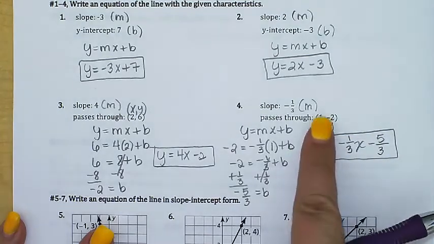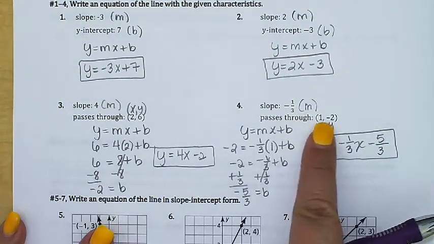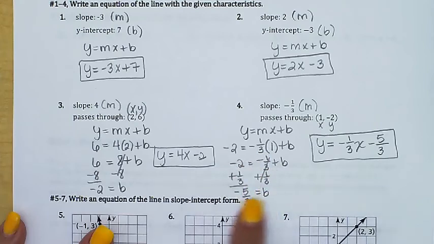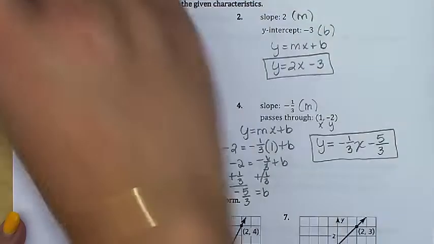Okay, so if you're given the slope, great. If you have another point, you can borrow that point so you can solve for b. Okay, all right.